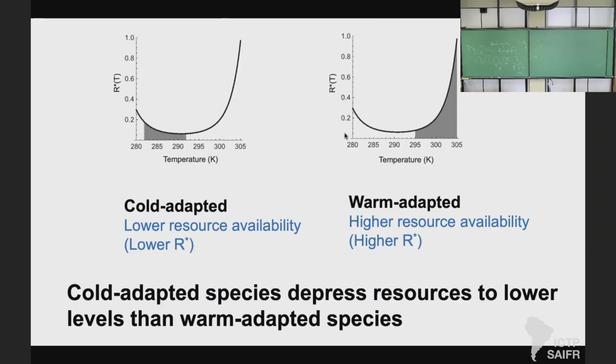So you basically have the same thing as the mortality rate in a way: the lower the resource availability, the lower the R stars in cold adapted species. They depress the resource to a low level. It's a weird thing, right? You think, oh gosh, we always think warm adapted species are superior. But this is how we actually learn how things work. And warm adapted species have higher R stars.